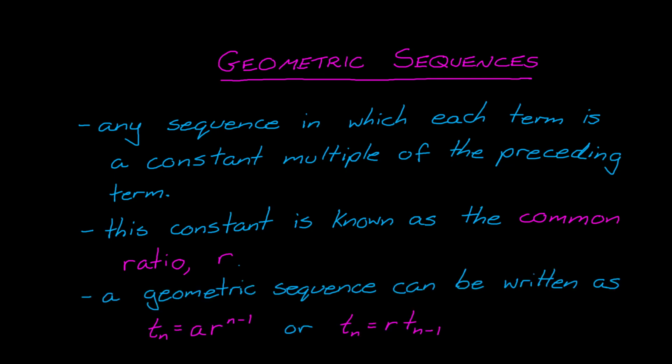All geometric sequences can be written in one of two ways, either explicitly as t subscript n, the nth term, is equal to a times r to the n minus 1, or recursively as Tn, the nth term, is r times the previous term, Tn minus 1.